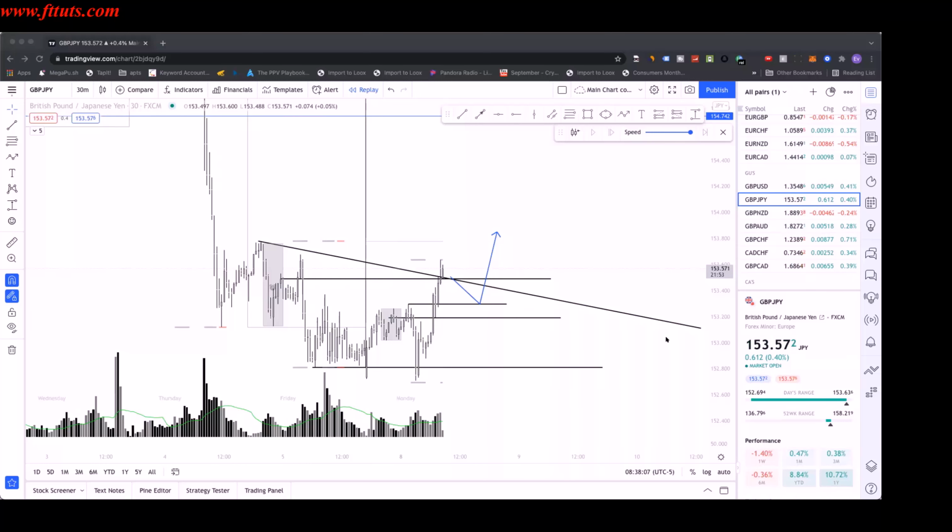Just train your eyes to see it. Sometimes the wicks will show you something that you don't see on this time frame, so you need to go lower. But this is a high and this is a low, and there is a liquidity in this area that needs to be filled.